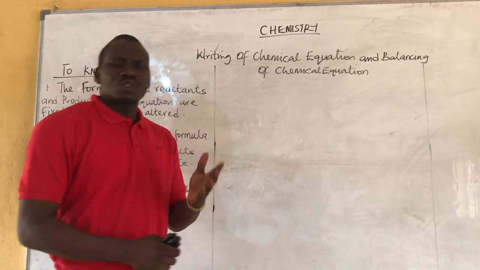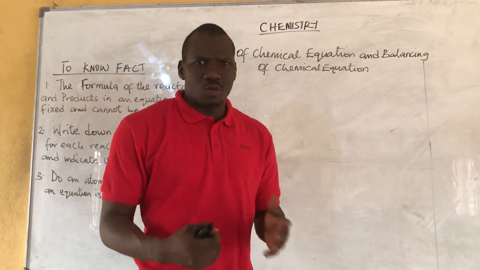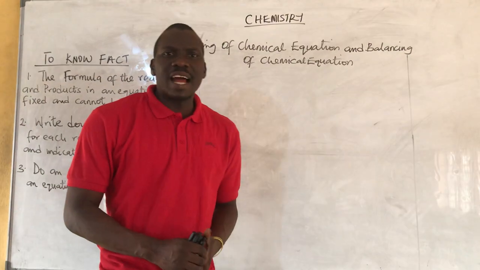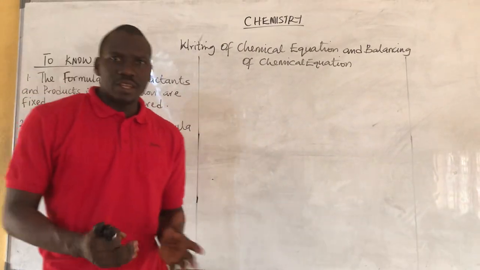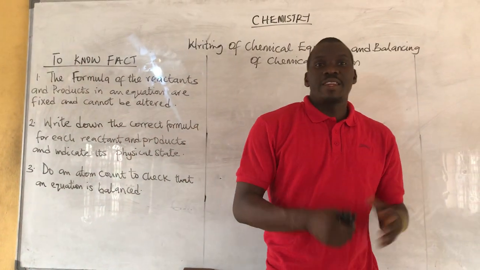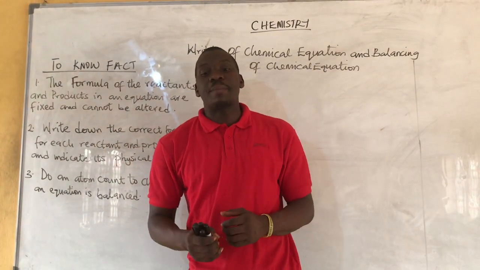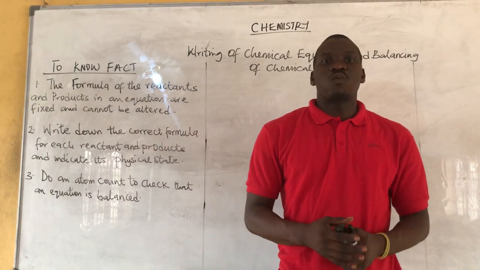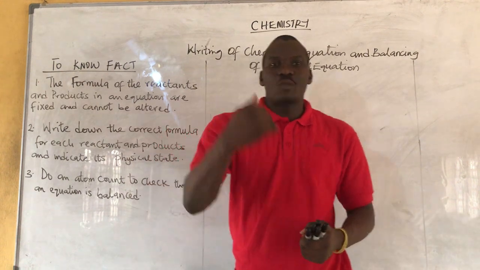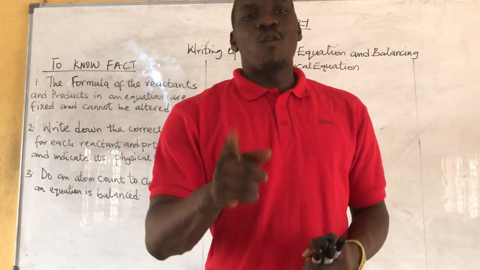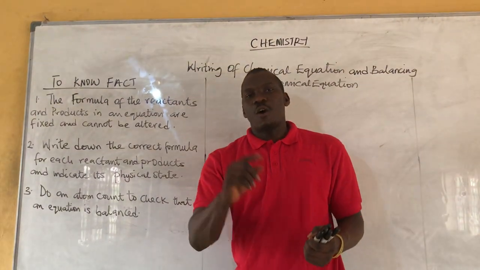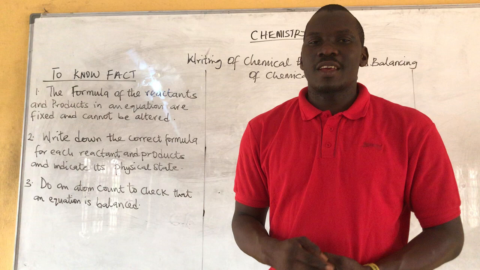First, we need to know what a chemical equation is. From the definitions and the books that you have read, chemical equations show us the expression of what happens in a chemical reaction. So, chemical equation is like a shorthand of what has happened in a chemical reaction.